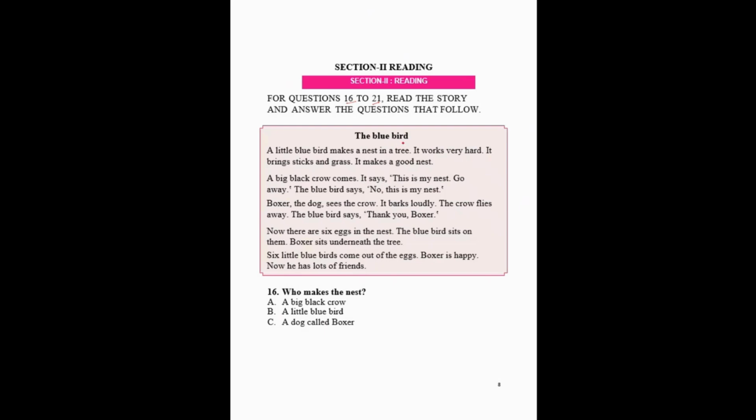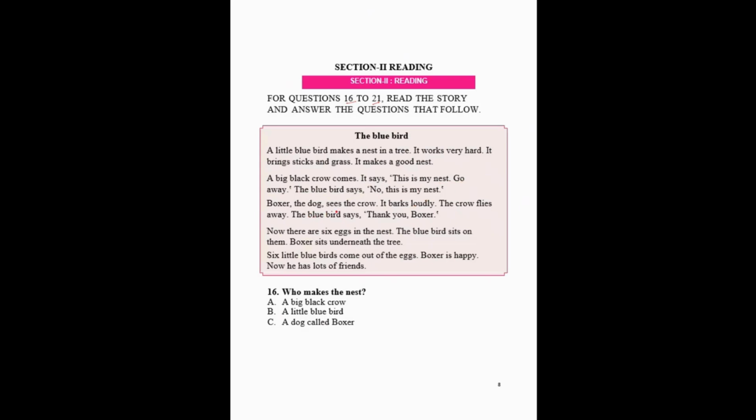Let's read it out. The bluebird. A little bluebird makes a nest in a tree. It works very hard. It brings sticks and grasses. It makes a good nest. A big black crow comes. It says, "This is my nest. Go away." The bluebird says, "No, this is my nest."